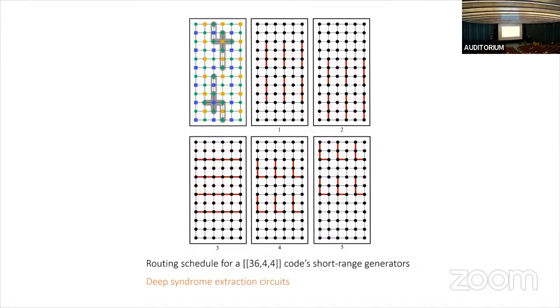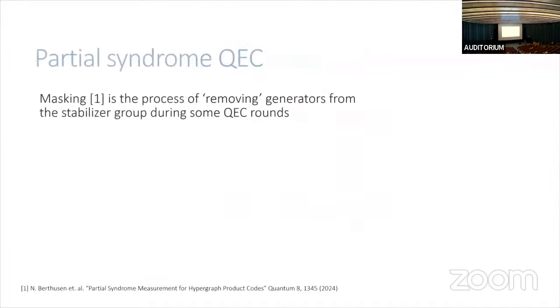And if we were to do the long range generators, then it would also add more routing rounds. So the main drawback for this scheme is that the syndrome extraction circuits are pretty deep. So it only works in some error regimes. So to help with error correction, we also do this partial syndrome QEC.